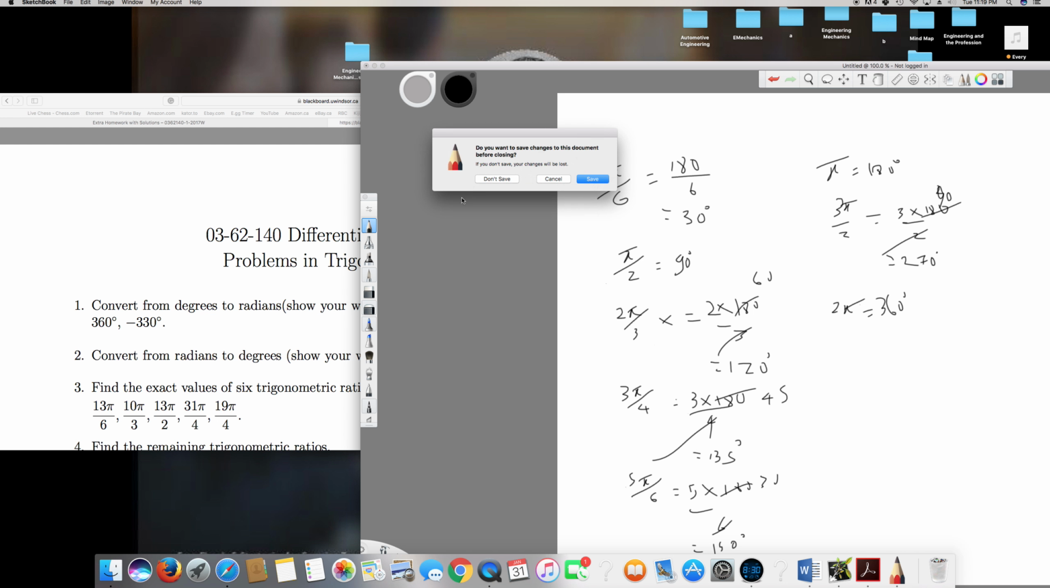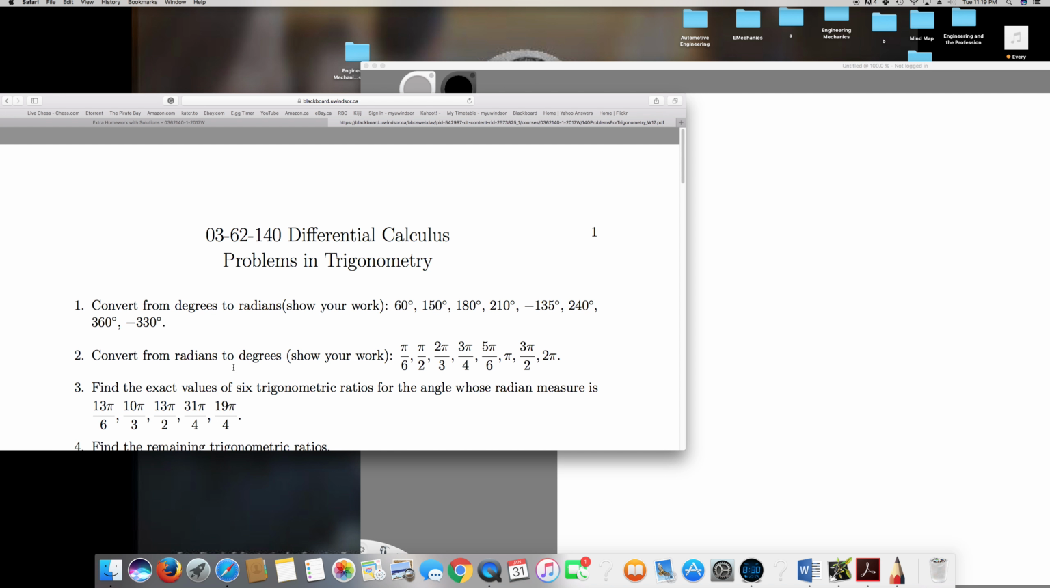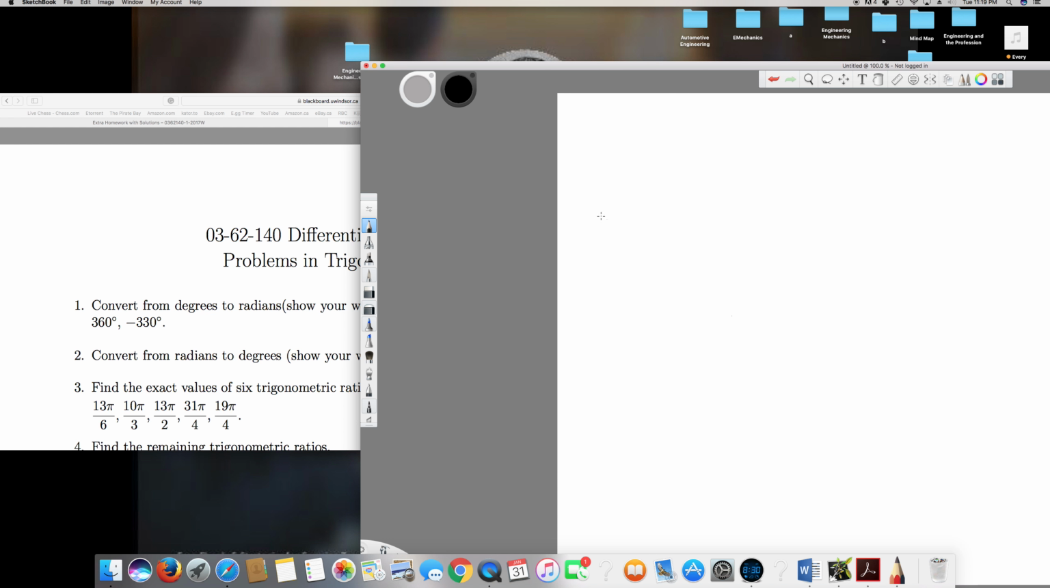And let's move to the next question. The next question is asking to find the exact value of the 6 trigonometric ratios for the angle whose radian measure is given. First they have given 13π over 6. In this case we have to find sine, cos, tan, cosec, sec and cot. So first let's calculate the angle. 13 times 180 over 6 means 30 times 13, which is 390 degrees. So 390 degrees is our angle.